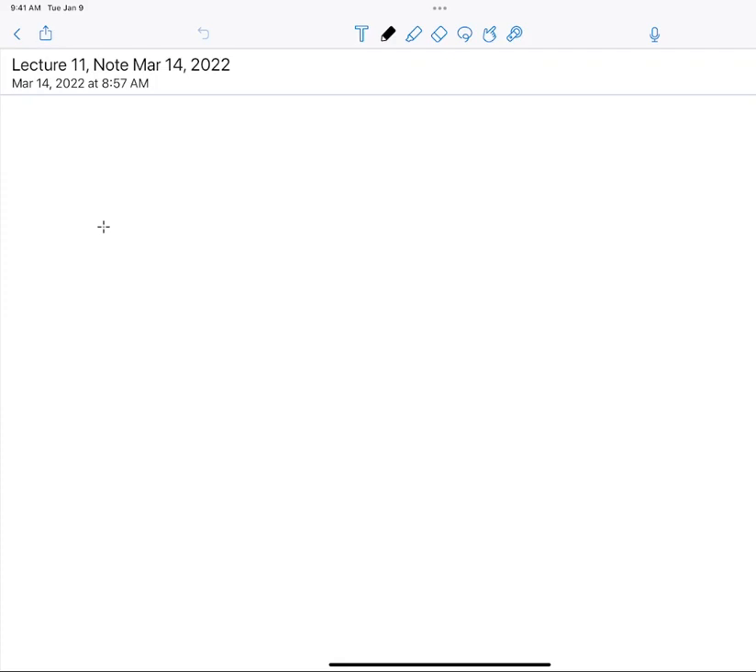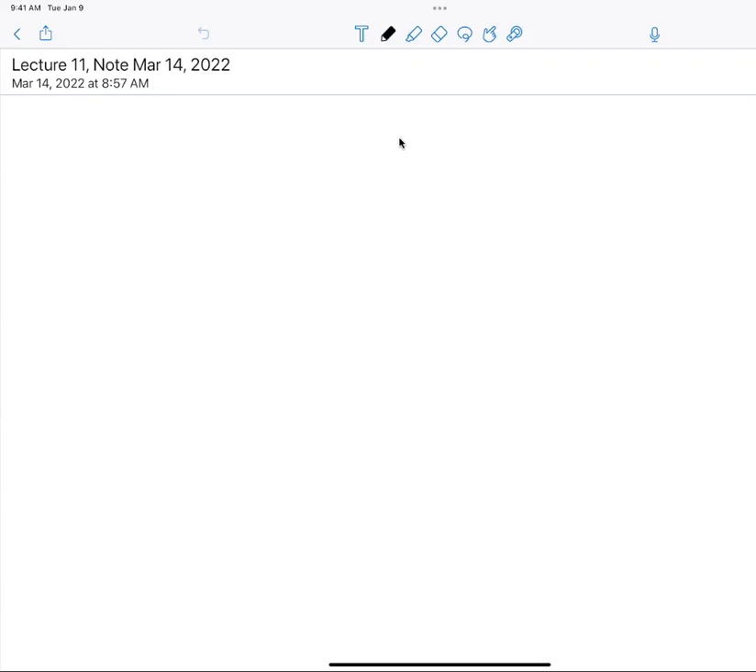For the exam on the 24th, a letter-size crib sheet, front and back, is allowed. Scratch papers are allowed. Basic scientific calculators are allowed. These things are allowed. Also, the ACI code is allowed. The ACI 318 code is allowed.